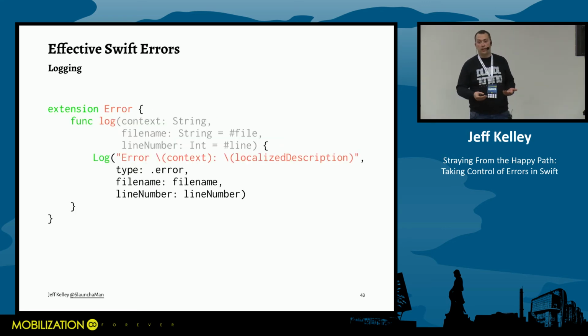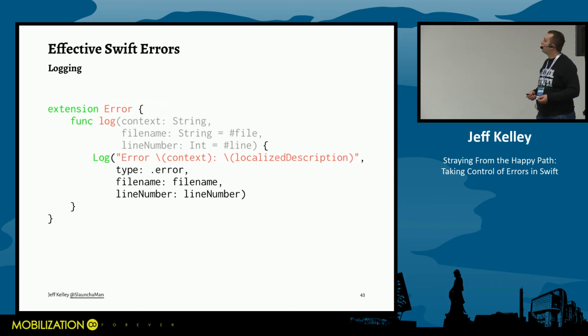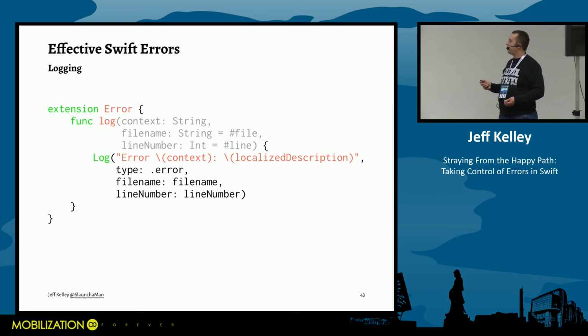So because I like writing extensions on these things, I wrote one that interfaces with the log. And again, giving the file name and the line number so I know exactly where it happened. And some context string. So to say, hey, an error happened doing this thing. Here's the error. And that's where it happened. The type is for the log, to color it right in the log and all that stuff.